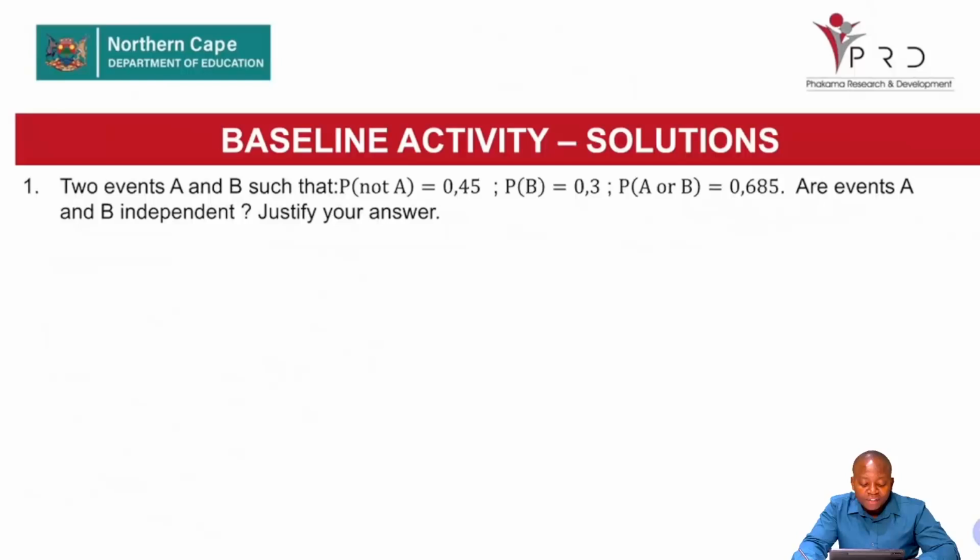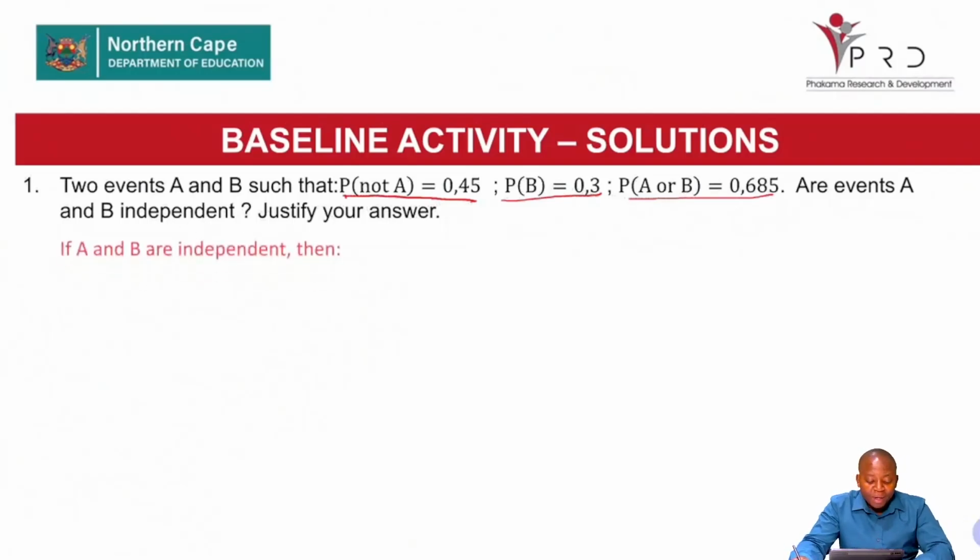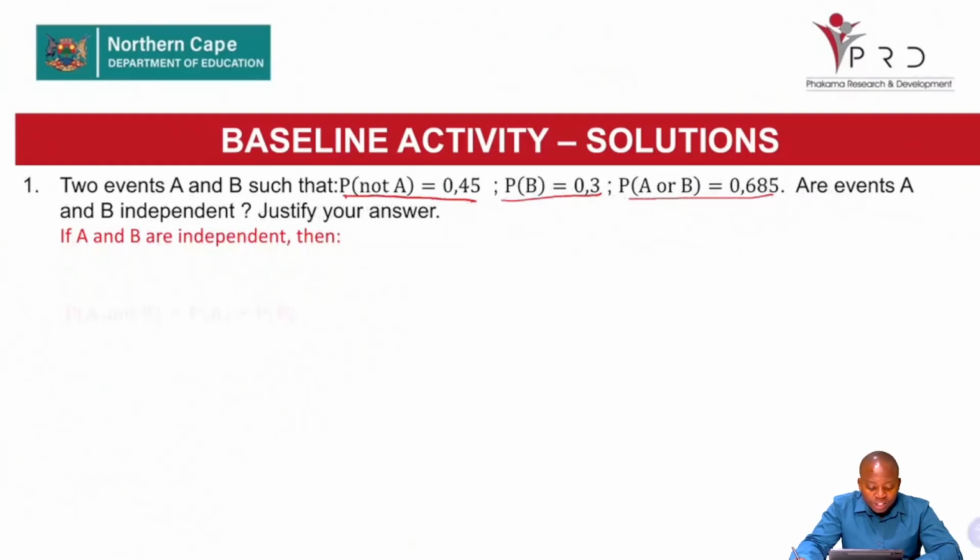So the first activity: we are told that two events A and B are such that we are given the probability of A and the probability of A or B occurring. Are the events independent? Justify your answer. Remember, for events to be independent, the product rule must hold.